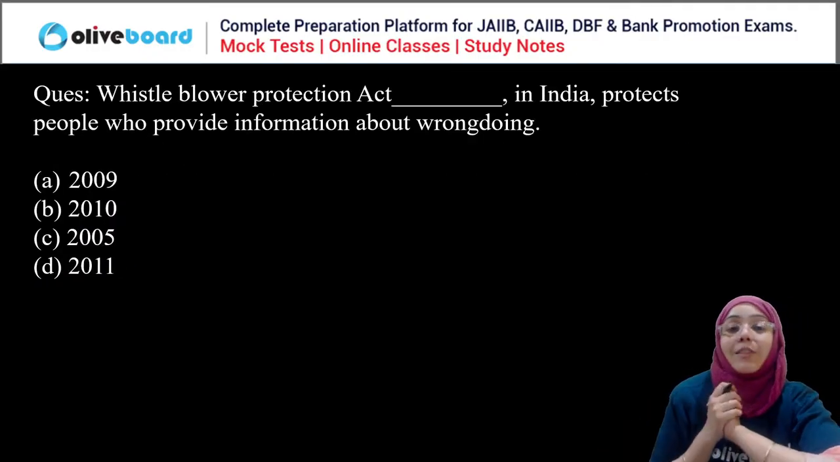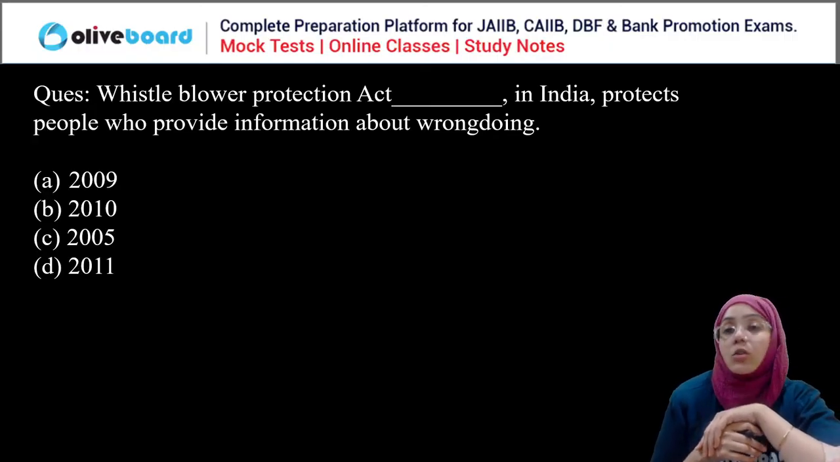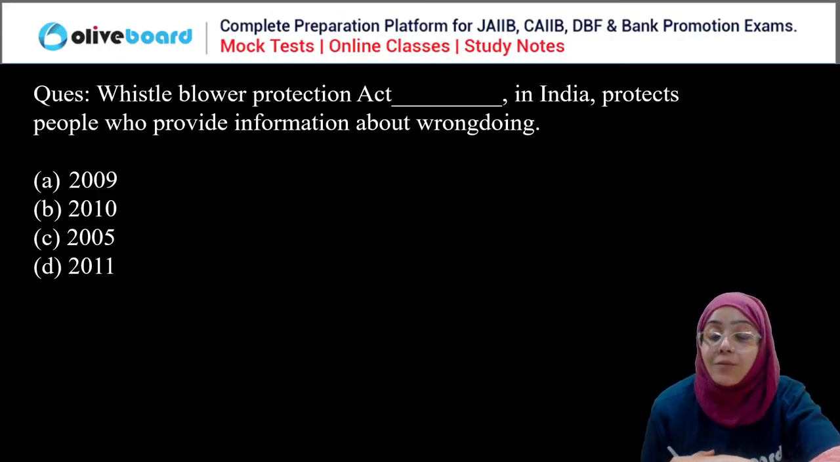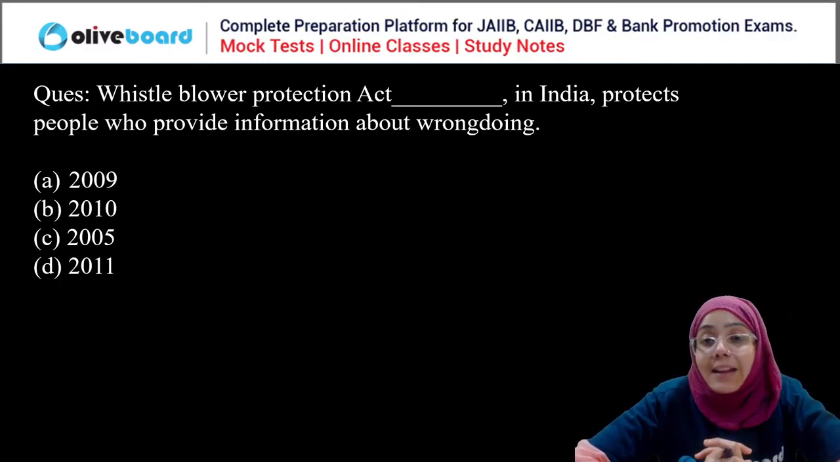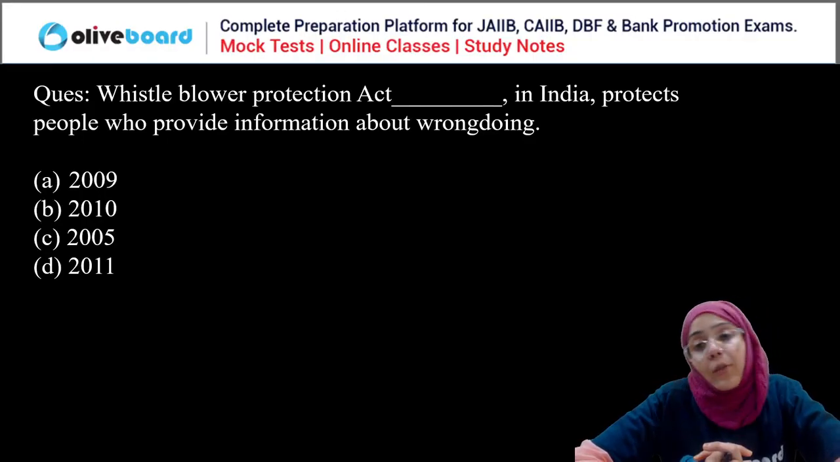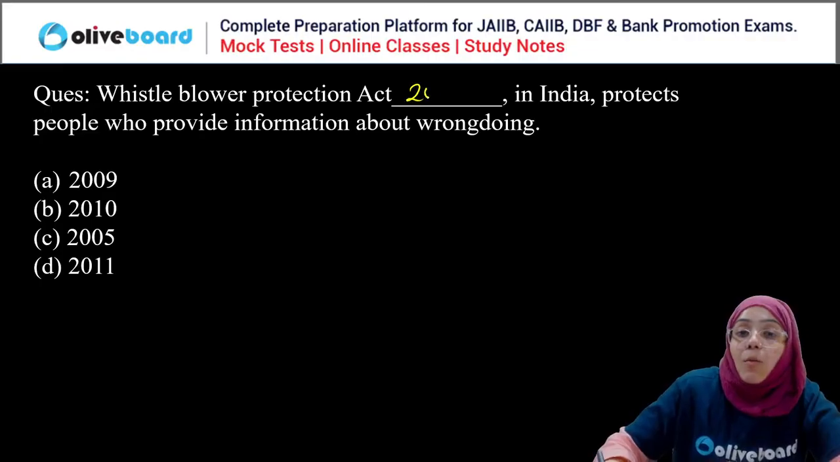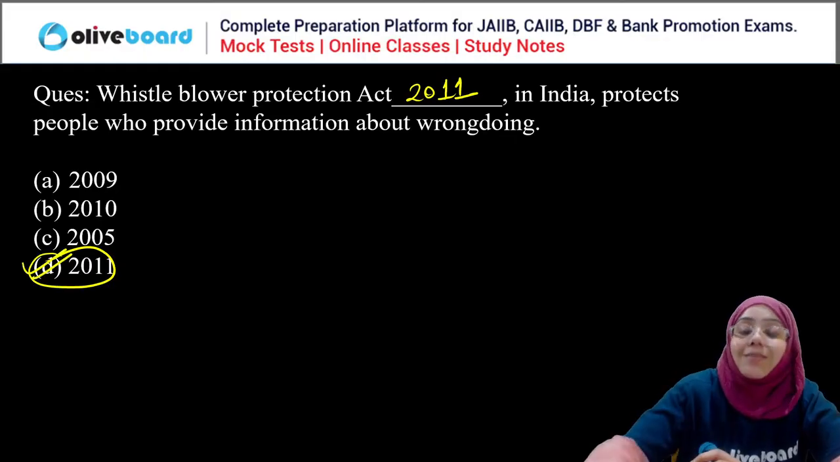Now, next question. Whistleblower Protection Act dash in India protects people who provide information about the wrongdoing. 9, 10, 5, or 11. Everyone, which year? Yes, so Whistleblower Protection Act 2011 means D is the correct answer.